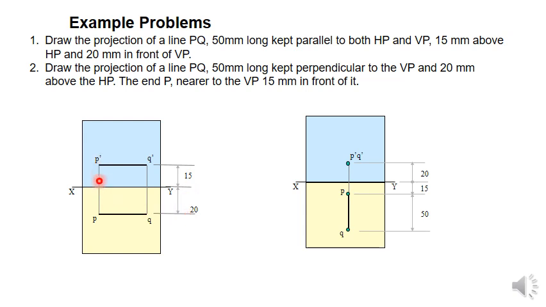Now remember this, P dash and P will always come in the same vertical line. Q dash and Q will always come in the same vertical line.